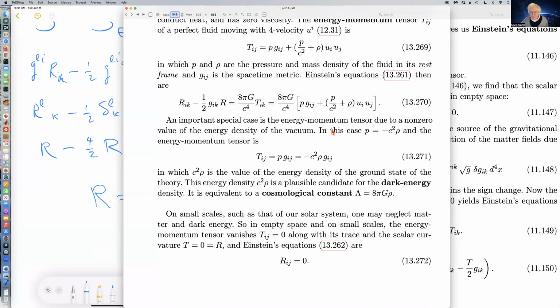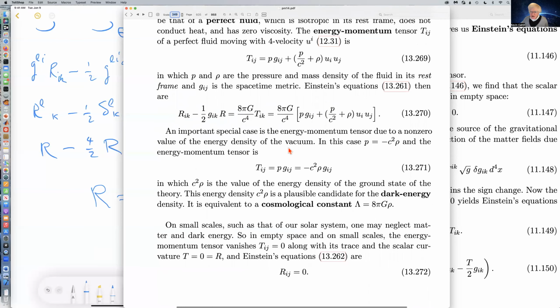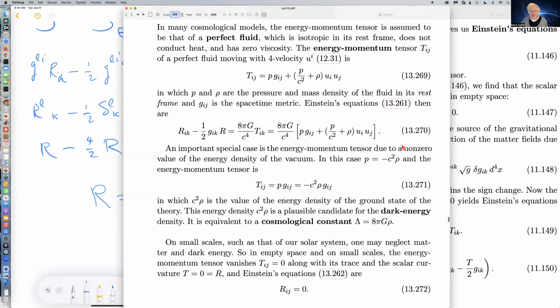So then the question is, what is the energy momentum tensor, for example, due to a non-zero value of the energy density in the vacuum? Well, in this case, the pressure is minus c squared rho. This is a special case. And in that case, T_{ij} is P g_{ij}, and it's minus c squared rho g_{ij}.